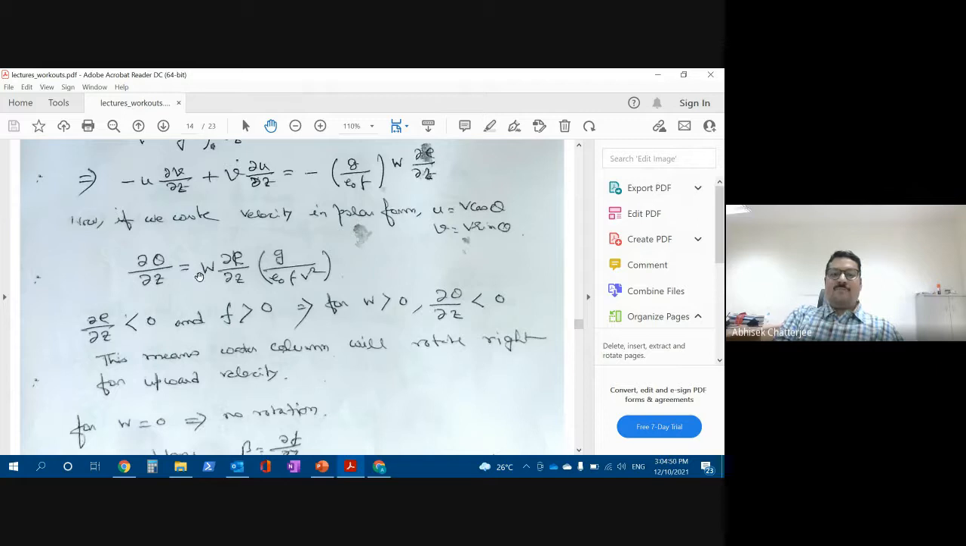If my w is positive, that means the velocity is towards the surface, say, upwelling. If w is positive and del rho del z is negative, then del theta del z has to be negative. What does it mean? It means that theta is decreasing as you go towards the surface.